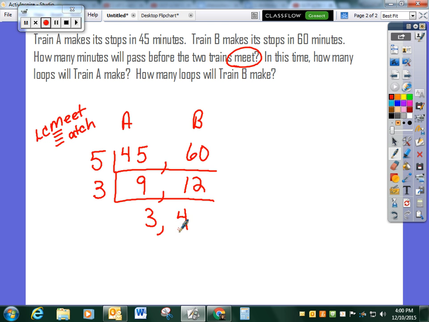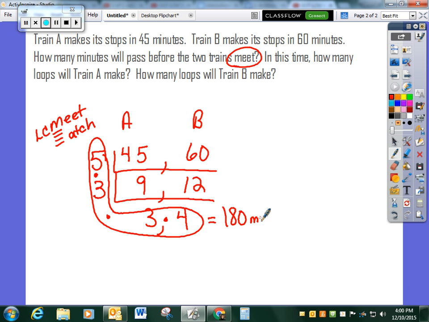And when you're finding the LCM, you circle the L, the bottom factors, and the end of the ladder. 5 times 3 is 15, 15 times 3 is 45, and 45 times 4 is 180. These trains are going to meet in 180 minutes, which ends up being 3 hours.